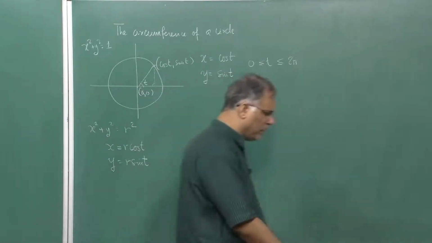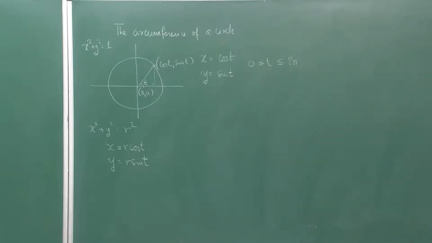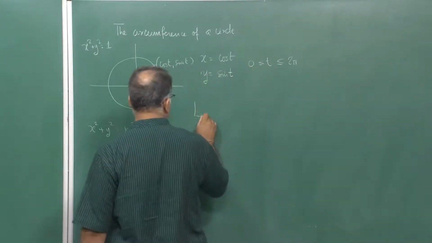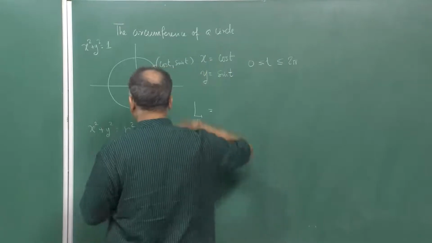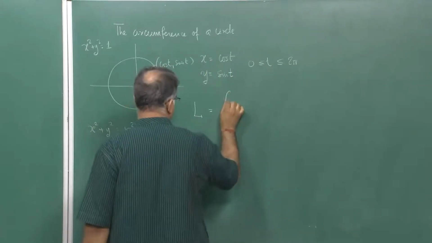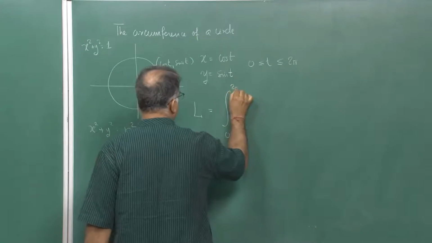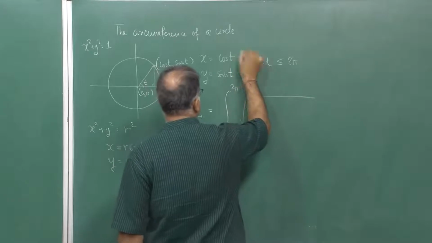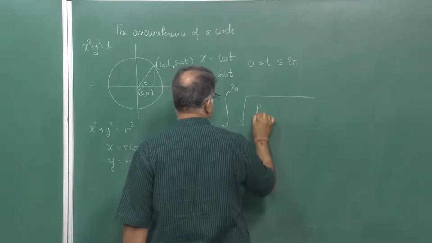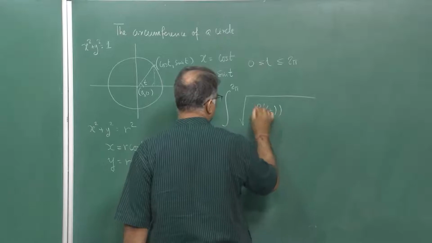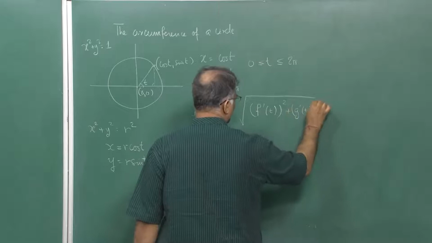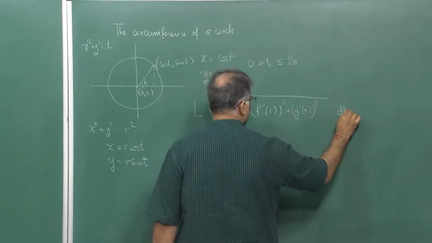So, how do I compute the circumference of this? To compute the circumference, you now have to use the same formula. I am just doing this particular case, radius 1, for r you can know what is the answer. So, 0 to 2 pi, root over, this I call as f t, so f dash t whole square plus g dash t whole square, dt.